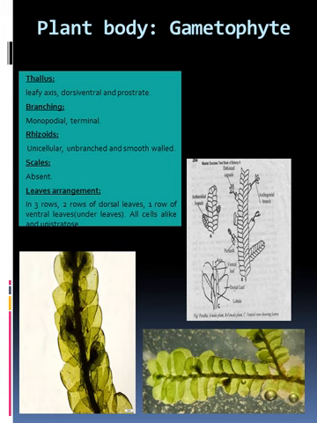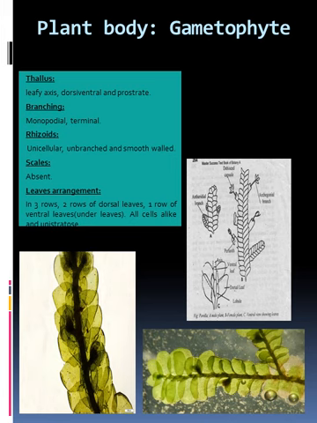The plant body of Porella is mainly gametophytic. The gametophytic plant body is leafy, dorsiventral and prostrate, because the plants grow flat on the substratum. Branching is monopodial and terminal. Monopodial branching occurs when the terminal bud continues to grow as the central leader shoot and the terminal branches remain subordinate.